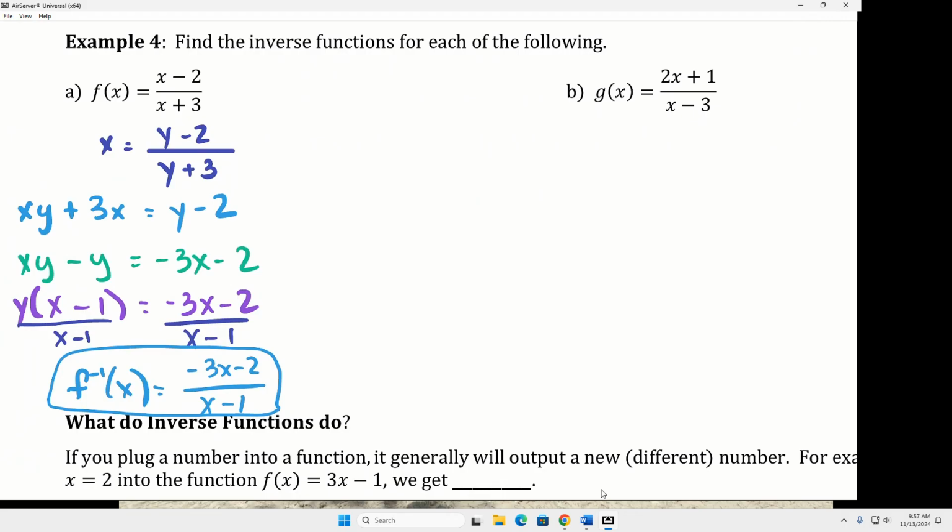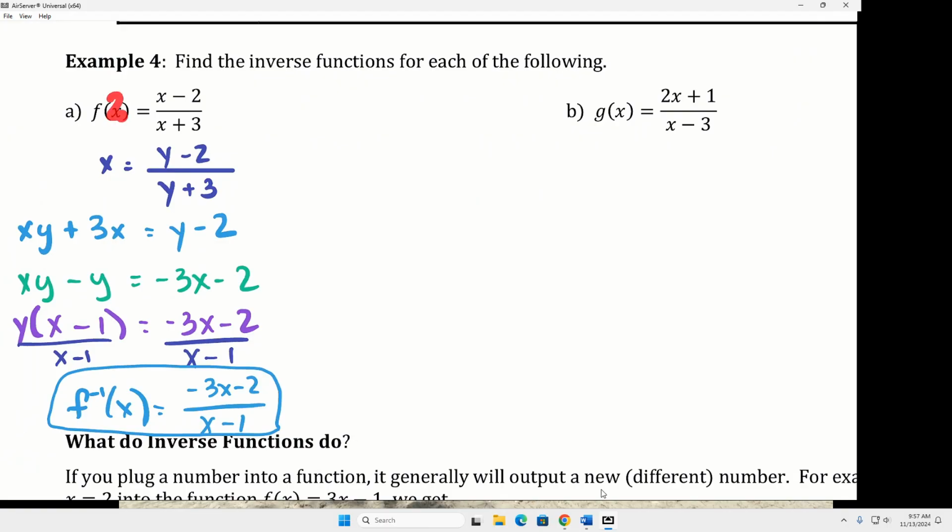All right, so just a reminder of what an inverse is. If I put 2 in for x, what would you get? Like what is f of 2? 0. So what I should be able to do on this one is put 0 in, and it would give me back the 2. That's the whole purpose of an inverse.